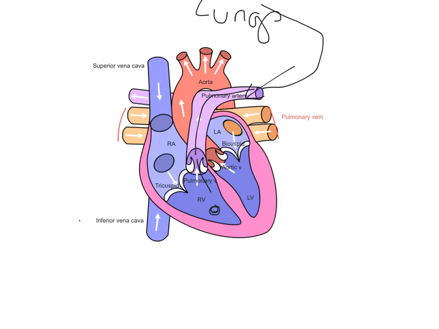We then have the one we spoke about earlier, which is this one here, the aorta. And the aorta carries oxygenated blood from the left ventricle here to the whole entire body. So oxygenated blood comes from the lungs via the pulmonary vein. It goes into the left atrium. It goes through the bicuspid valve into the left ventricle. It goes through the aortic valve into the aorta and then goes to the body.